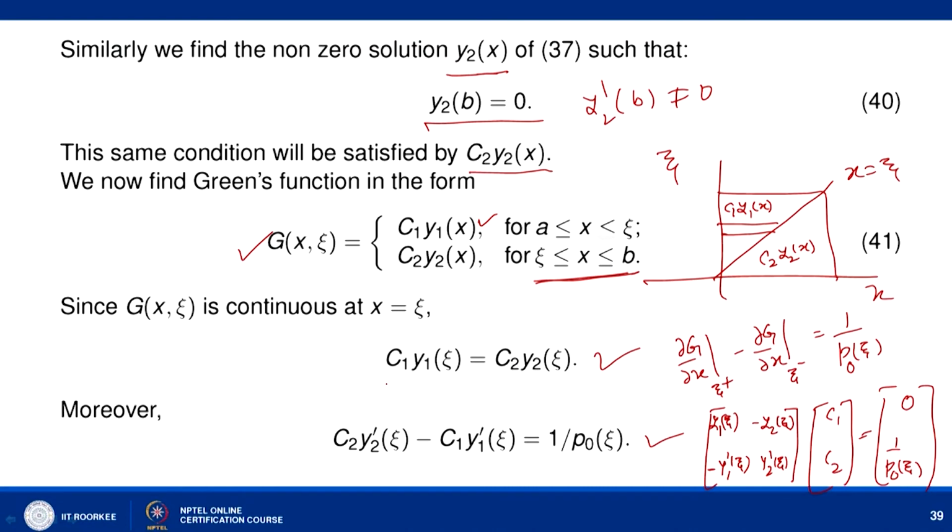So, from the first equation we can write y1(xi) minus y2(xi) times c1 c2 equal to 0, and the last equation can be written as minus y1'(xi) c1 plus c2 y2'(xi) equal to 1 upon p0(xi). So, we can write these things in this form. Now, the determinant of this is basically the Wronskian of y1 and y2 at the point xi, and since y1 and y2 are linearly independent, this Wronskian is going to be non-zero throughout the interval.